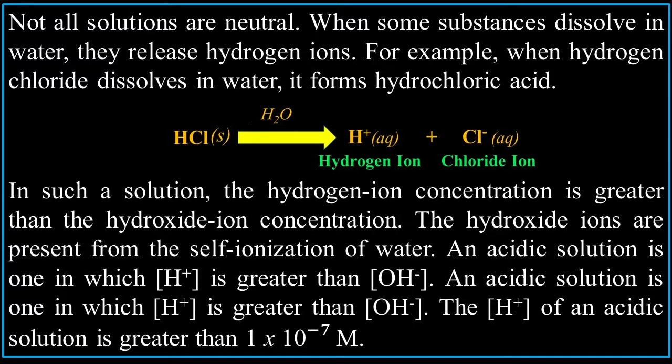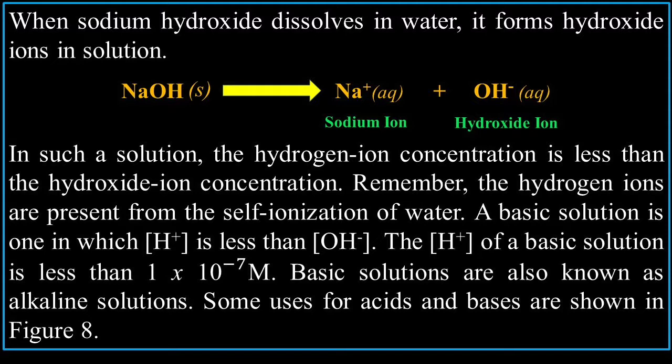The H+ of an acidic solution is greater than 1 times 10 to the negative 7th. So it's going to be greater, but a smaller exponent. So negative 6 would be acidic, negative 7 would be neutral, given those parameters, as well as negative 8, negative 9, negative 10 would mean that it would be a basic solution. When sodium hydroxide dissolves in water, it forms hydroxide ions in solution, as shown here.